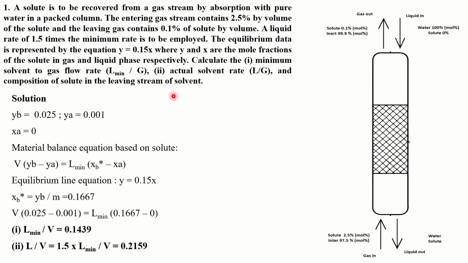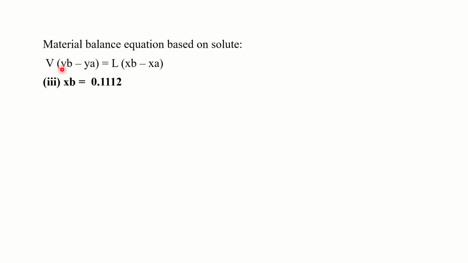The last part of calculation is the composition of solute in the leaving stream of solvent. How to find out the composition of solute, that means the mole fraction of solute in the exit stream of liquid? Again, you can make use of the material balance equation: V into (YB minus YA) is equal to L into (XB minus XA). We know the L by V value, YB, YA and XA, all known data. By substituting all these data, the unknown parameter XB can be obtained, which is coming around 0.1112.